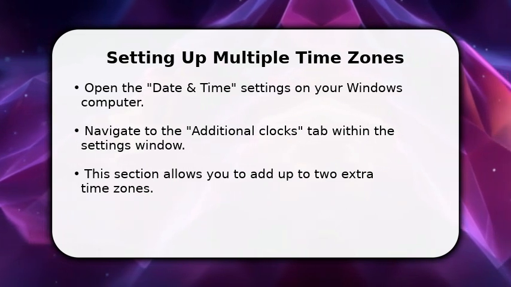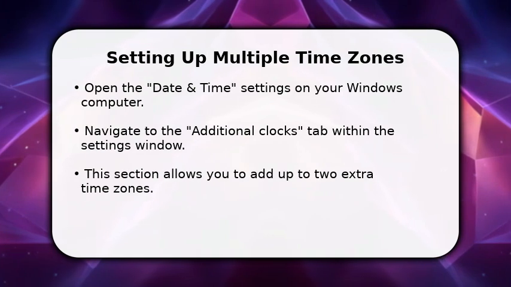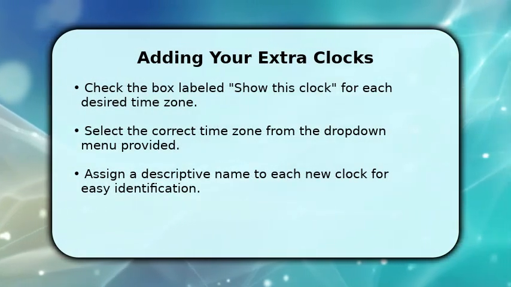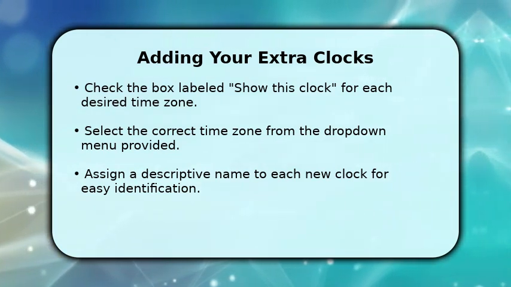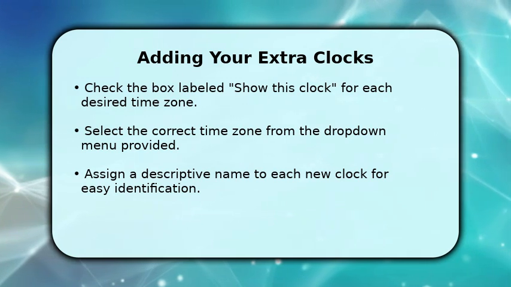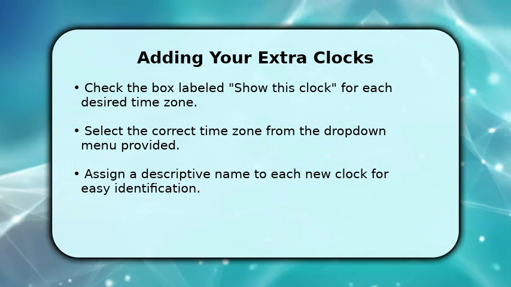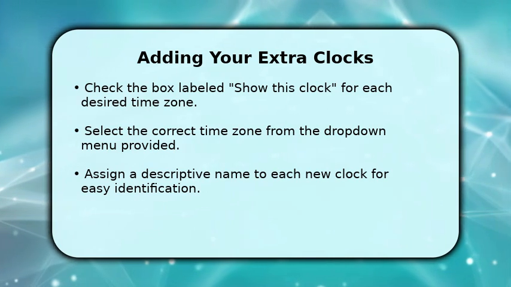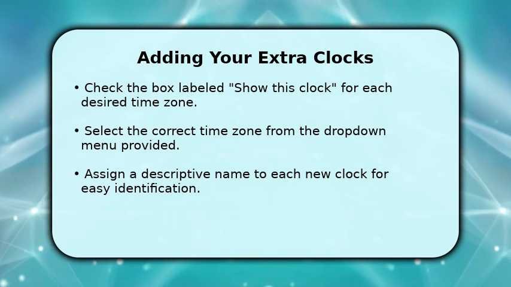Windows allows you to add up to 2 extra clocks, which is perfect for keeping track of different regions. Now let's add those extra clocks. For each clock you wish to display, simply check the box that says Show this clock. Then, from the drop-down menu, carefully select the specific time zone you need. It's important to choose accurately. Finally, give each clock a clear, descriptive name. This helps you quickly identify which region each clock represents, making your daily tasks much smoother.